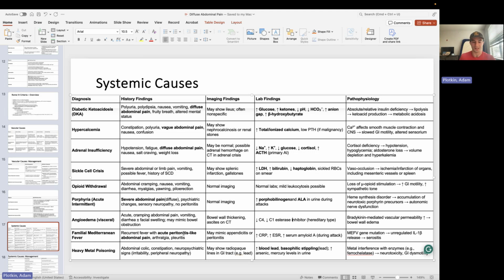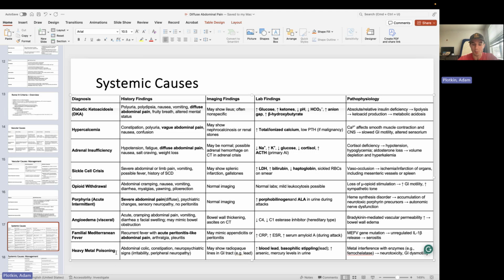I'm going to do a whole lecture on these because I think they're fascinating. It may mimic appendicitis or peritonitis. We'll see an elevated CRP, ESR, and serum amyloid A. Amyloid proteins are acute phase reactants, so they'll be elevated in any kind of acute inflammation. The pathophys: we have a mutation in the MEFV gene. It leads to unregulated IL-1 beta, which can cause serositis. Remember, IL-1 is one of my main acute phase reactant cytokines, going to cause massive inflammation, right? It can cause inflammation of my serosa all throughout my body.